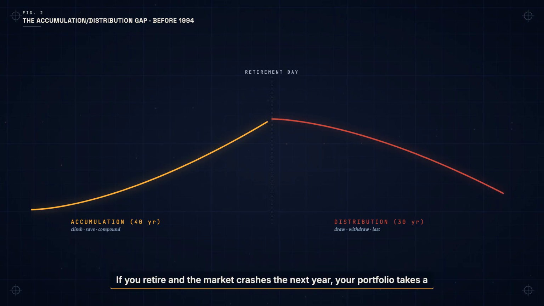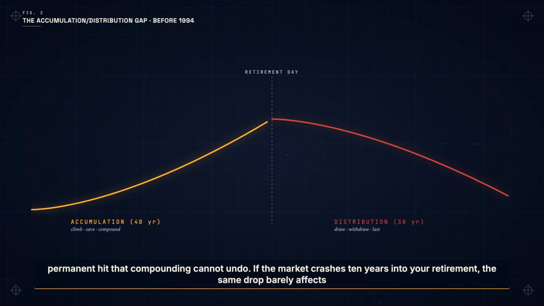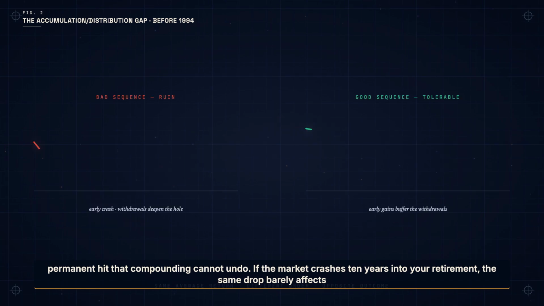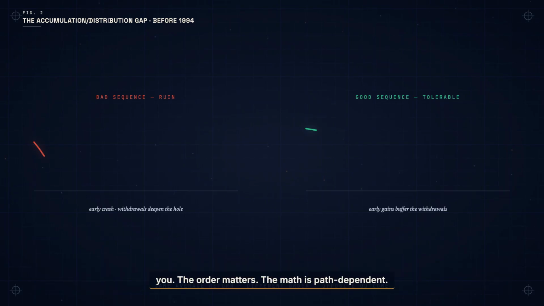If you retire and the market crashes the next year, your portfolio takes a permanent hit that compounding cannot undo. If the market crashes 10 years into your retirement, the same drop barely affects you. The order matters. The math is path dependent.